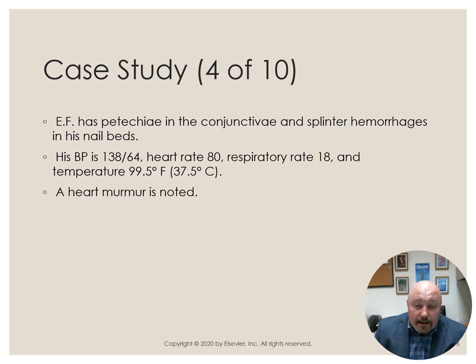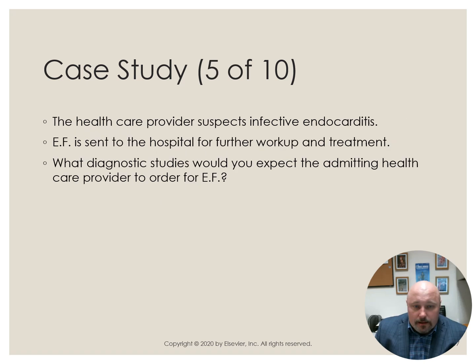EF has petechiae in the conjunctiva and splinter hemorrhages within his nail beds. His blood pressure is 138/64, a heart rate of 80, respiratory rate of 18, and a temperature of 99.5. A heart murmur is also noted. The healthcare provider suspects infective endocarditis. EF is sent to the hospital for further workup and treatment. What diagnostic studies would you expect the admitting healthcare provider to order for EF?